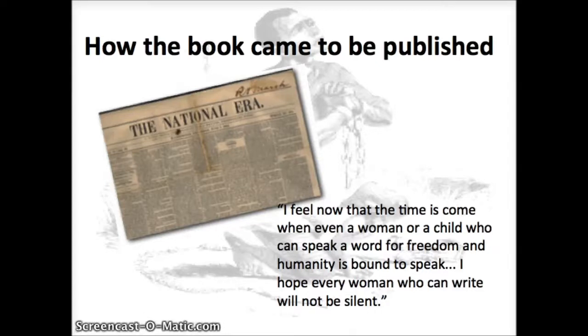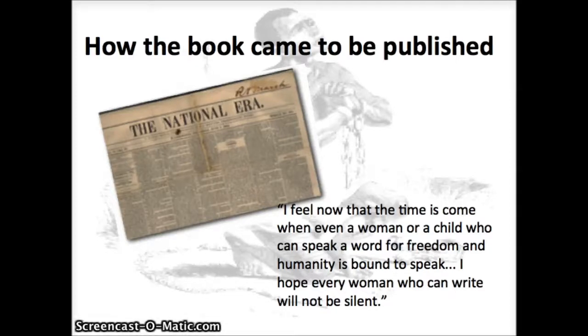How the book came to be published. When in 1850 Congress passed the Fugitive Slave Law, prohibiting assistance to fugitives, Stowe wrote to the editor, Gamaliel Bailey, of the weekly anti-slavery journal National Era, and told him that she planned to write a story about slavery. "I feel now that the time has come when even a woman or a child who can speak a word for freedom and humanity is bound to speak. I hope every woman who can write will not be silent."